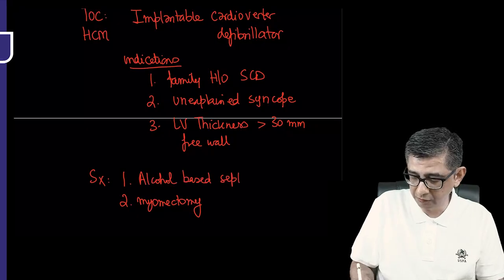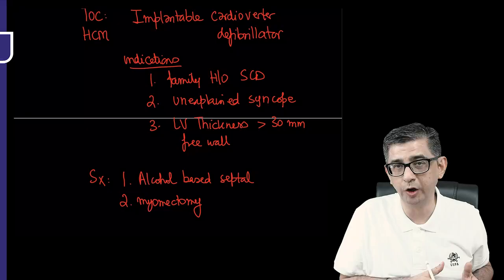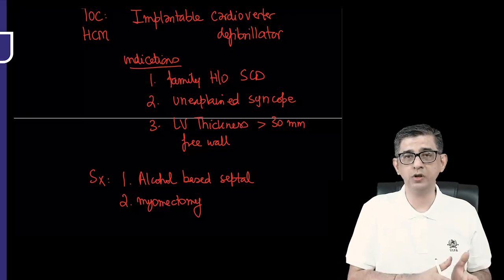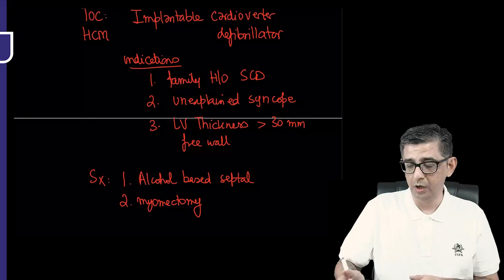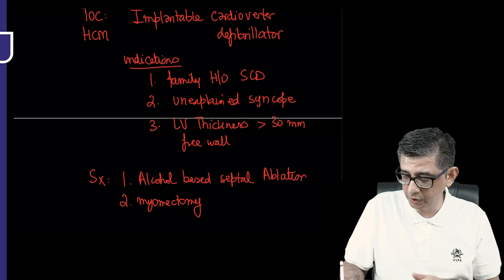In fact, I've criticized alcohol all through. I've said alcohol on a long-term basis will cause dilated cardiomyopathy. It's the commonest toxin causing dilated cardiomyopathy. But I'm praising alcohol here in the sense that we can go in for alcohol-based septal ablation.